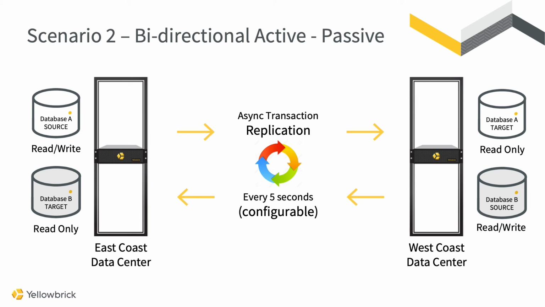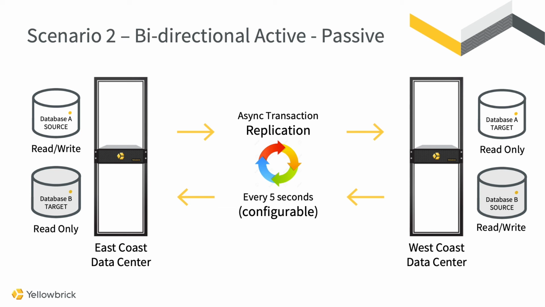Scenario 2 here is bidirectional active passive. In this scenario, let's say we have an East Coast data center or an East Coast cloud provider and a West Coast data center, and they're each creating data, and they want data protection across these two different environments. Well, in this scenario, you could have a database A, which is sourced and being created on the East Coast, and we can replicate that data across to the West Coast data center, and you can see there's a read-only copy of that data over there.